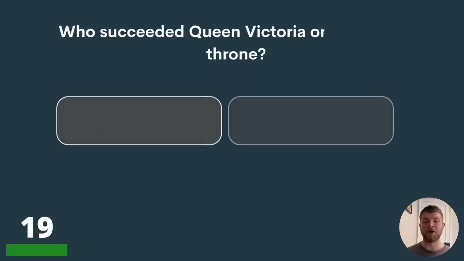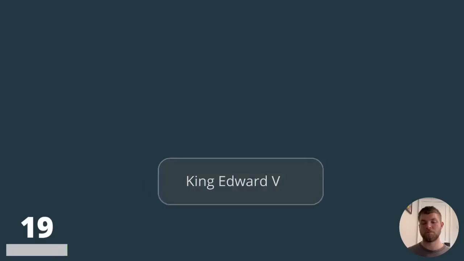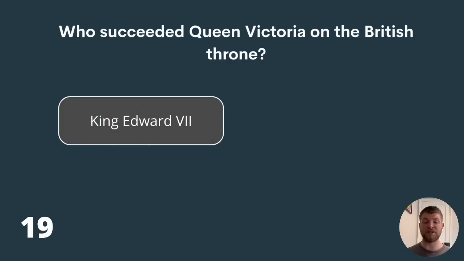Question 19 now. Who succeeded Queen Victoria on the British throne? Was that King Edward VII, King Edward VI, or King Edward V? The answer is King Edward VII.